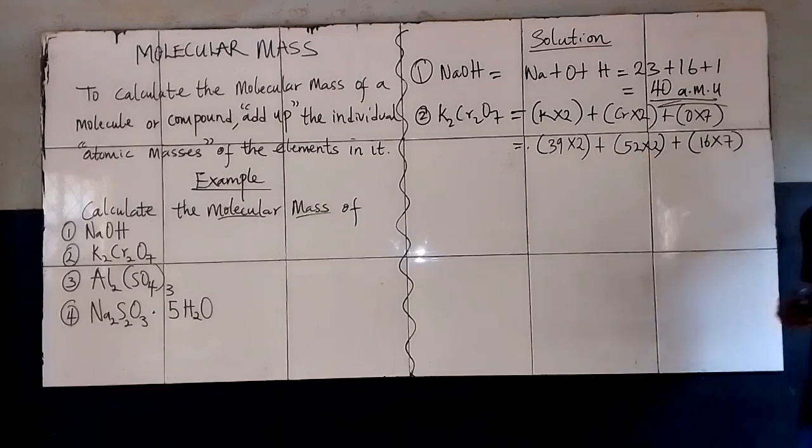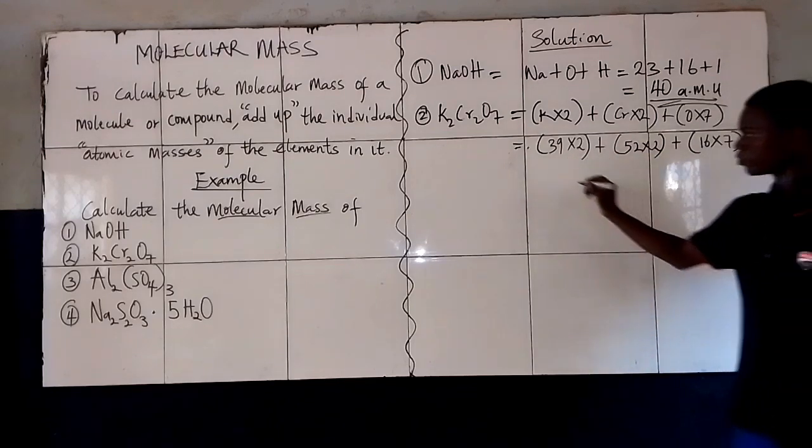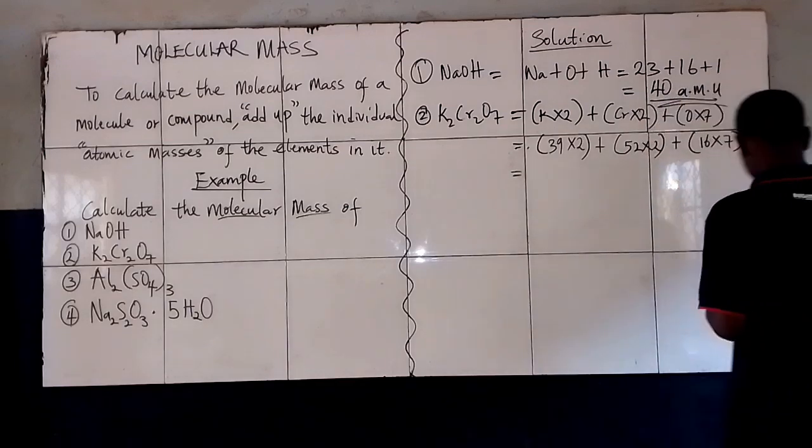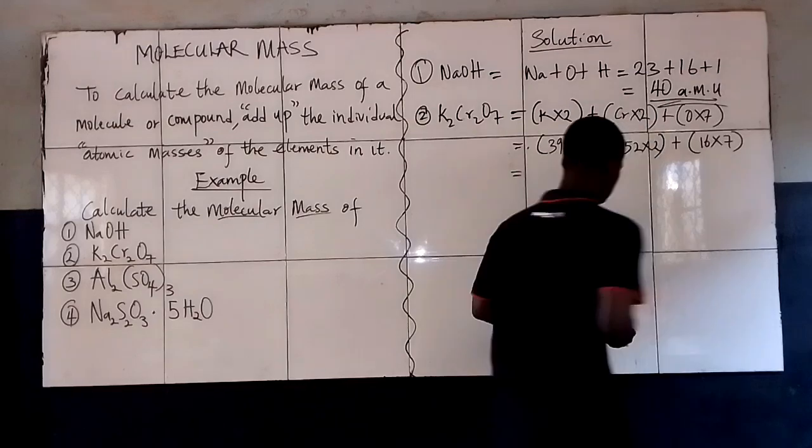Now you have this. What you simply need to do is what? Times each of them, put their final answer and add it up. So we need a calculator to do this. Let's get a calculator so we can solve it from here.